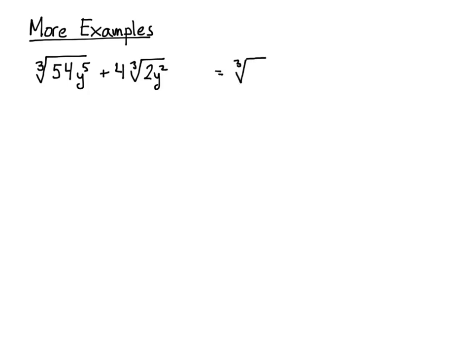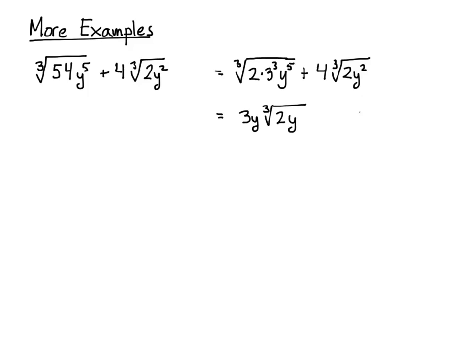So the first thing that we're going to do is we factor what's inside the radicals, and we see that 54 is 2 times 3 cubed. So 54 is actually 6 times 9, right? And so we have 2 times 3 times 3 times 3, so that's 3 cubed. That second term doesn't simplify at all. So when we take that 3 cubed out of the cube root, and then take a y cubed out of there, we're left over with 2y squared inside the cube root.